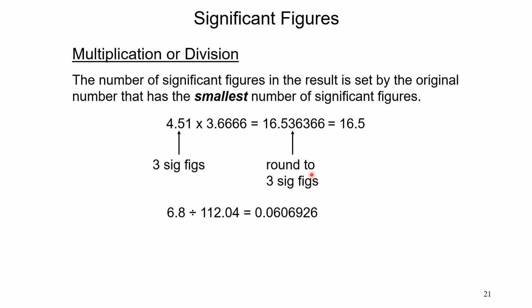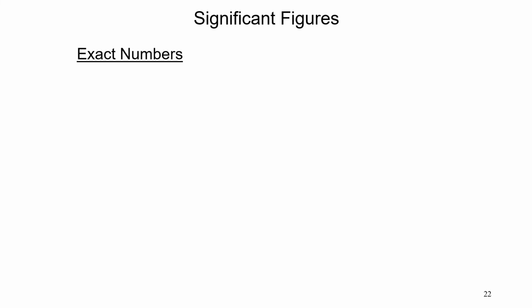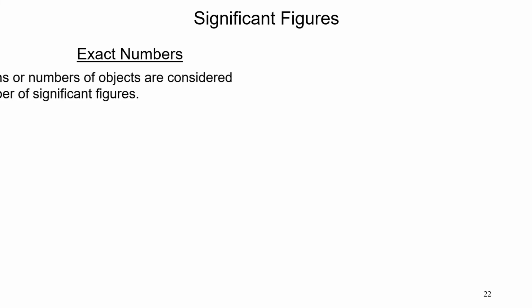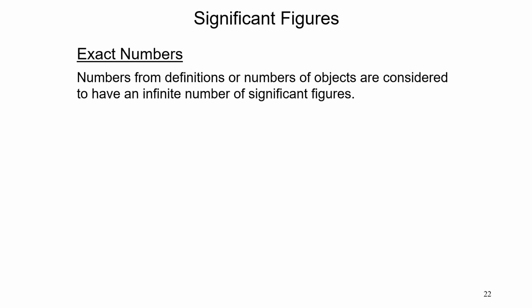So 6.8 divided by some greater number of sig figs, I need to have 2 sigs. All right. A caution about exact numbers. Some numbers are precise by definition, and in that case, they have an infinite number of significant figures.